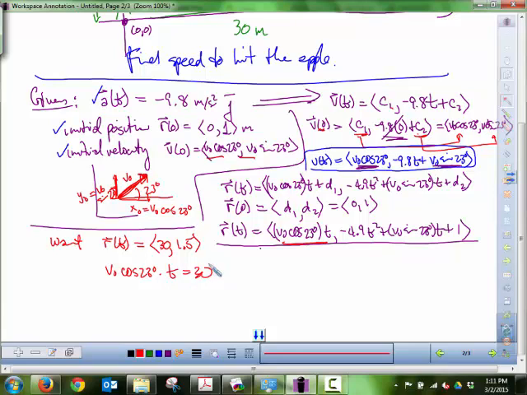Well, that's one equation, and right now I'm looking at two unknowns. But that's okay, because now I can set up a second equation: negative 4.9 t squared plus v naught sine 23 degrees times t plus 1 equal to 1.5.